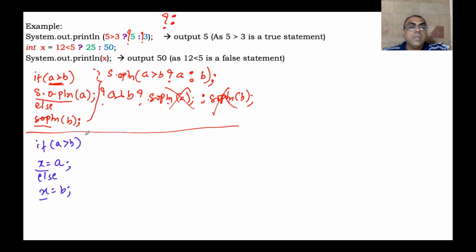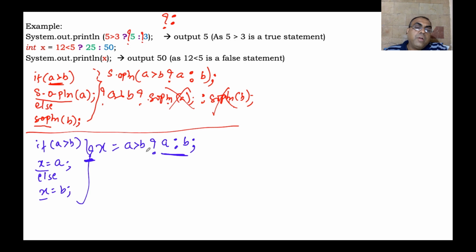So in this case, I'm going to write down here x is equal to condition a greater than b, then a should go into x, else b should go into x. Now the data type of x should be based on the data type of a and b, whichever is higher. So if one is double and another is integer, then it has to be double, and vice versa. You can refer to the data type introduction to Java video.